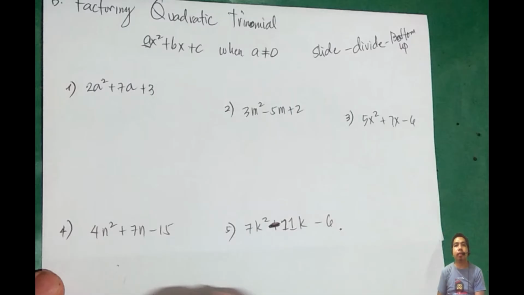Factoring a quadratic trinomial when the leading coefficient is no longer equal to 1. But of course, it should not be equal to 0. Otherwise, it is no longer a quadratic trinomial. So, 2a squared plus 7a plus 3. We're going to apply here the technique which is what we call slide, divide, bottoms up.